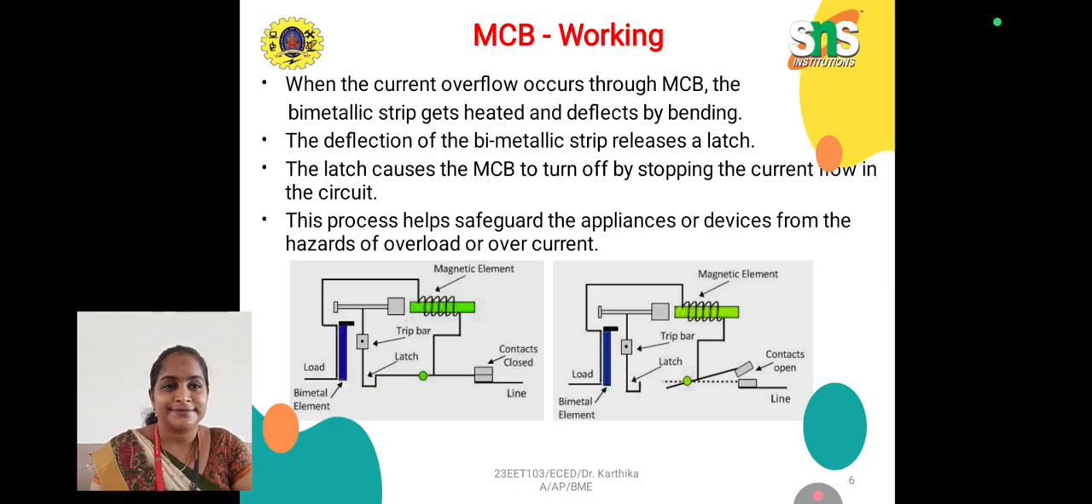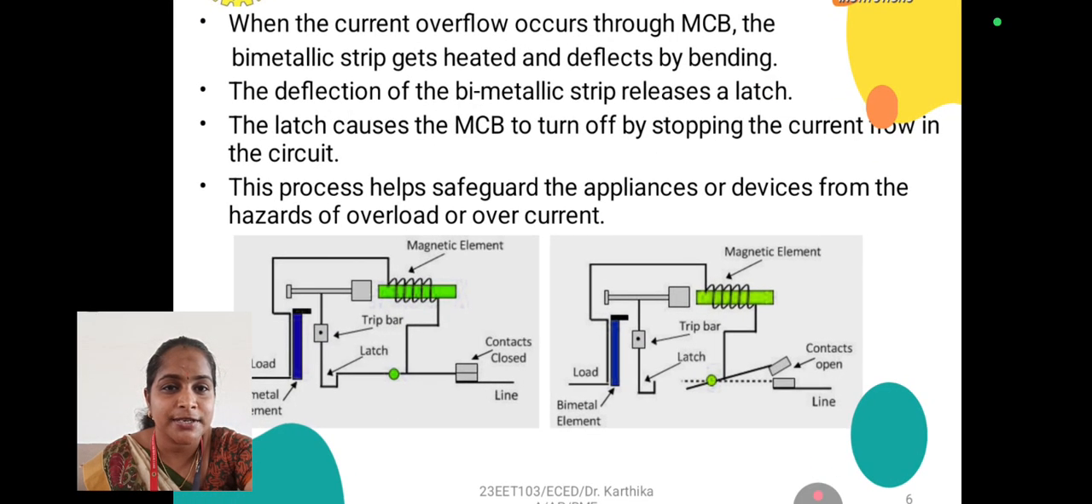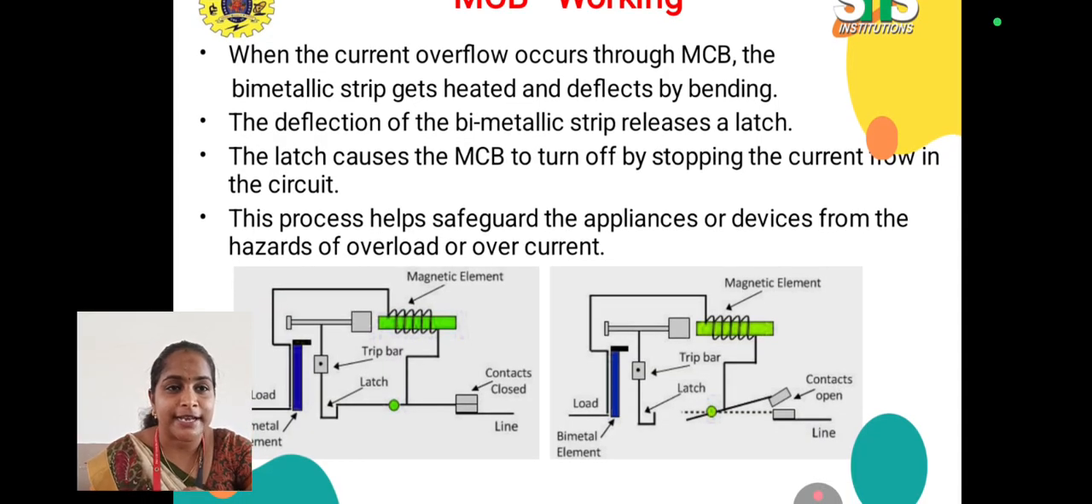See the working in the diagram. When the current is overflowing through the MCB, the bimetallic strip gets heated and deflects by bending. This deflection of the bimetallic strip releases a latch. The latch causes the MCB to turn off by stopping the current flow to the circuit. This process helps safeguard home appliances and devices from the hazards of overload or overcurrent.